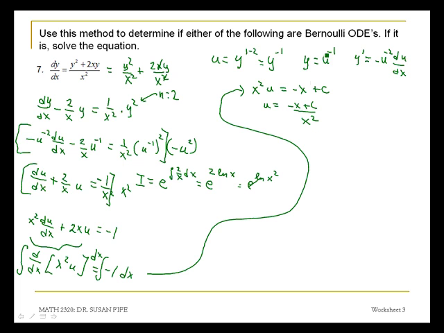Well, u is the same as y to the negative first. So I get y to the negative first equals negative x plus c over x squared. And then taking the reciprocal of both sides will give you a y on the left side, and on the right side just flip that fraction to get x squared over negative x plus c.